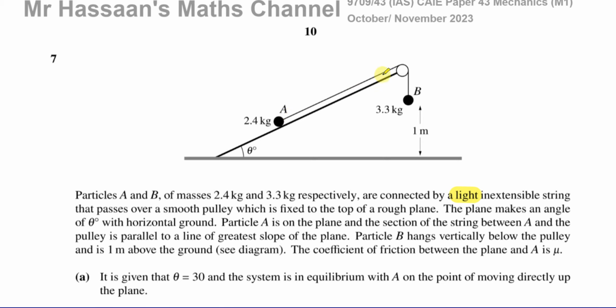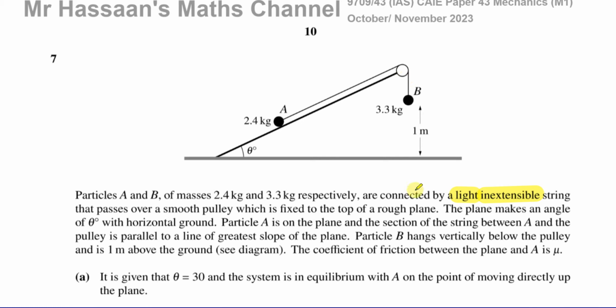The tension at this section and that section will be the same. It's inextensible, meaning that it doesn't stretch, it's not elastic. So therefore, all particles attached to the string will be traveling with the same magnitudes of velocities and accelerations. It passes over a smooth pulley, which means there's no friction in the pulley, so the tension on either side of the pulley will be the same on that string.